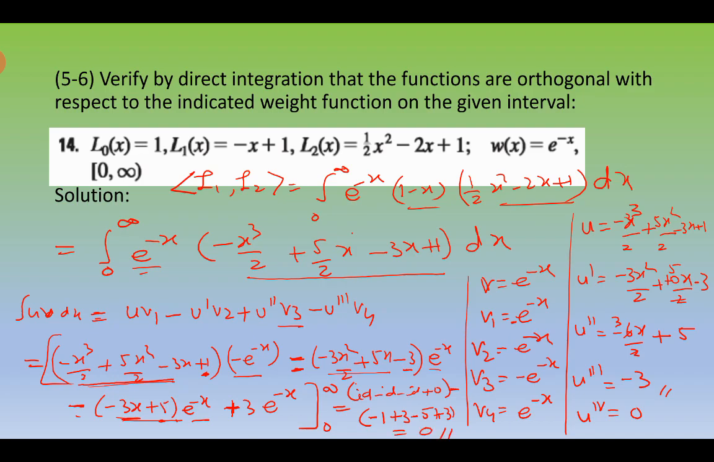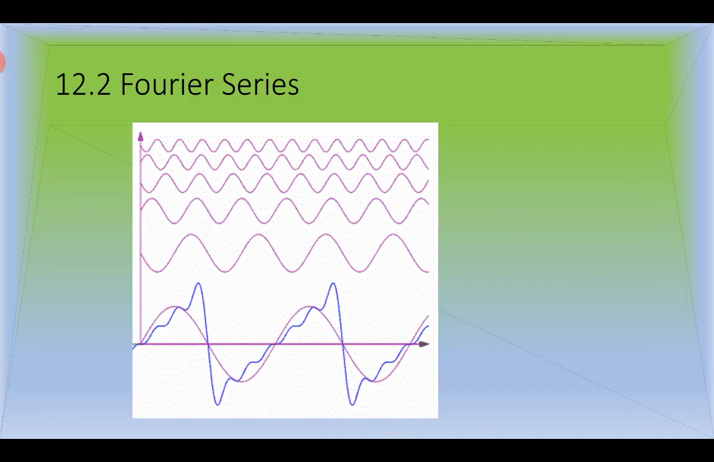So, the inner product of any two pair leads to 0. Therefore, the set of L0, L1 and L2 is an orthogonal set. That has been proved. That's the end of this problem. And the answers are here, you can find.